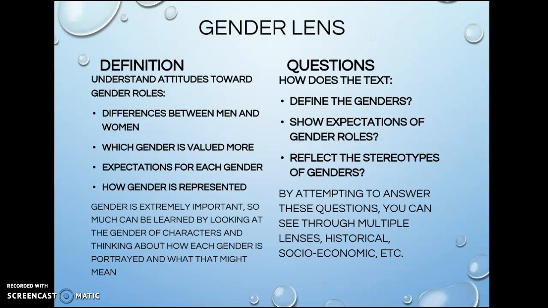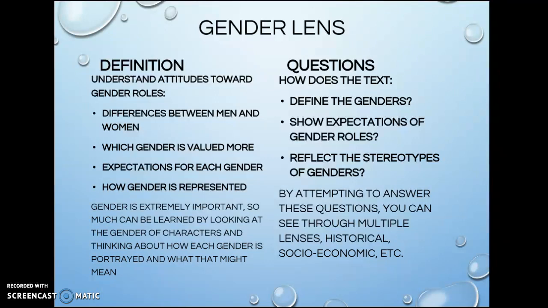Gender lens. Okay, gender, as I said, this is also often called the feminist lens. Gender, we know someone's sex, if we're using a more biological term. And again, the definition, understanding attitude toward gender roles. Difference between men and women and many of the other gender designations that we have. Which genders are valued more, expectations for all genders, and how gender is represented. Okay, it's extremely important because so much can be learned by looking at the gender of characters and thinking how these characters are portrayed. Questions you should ask if you're using this lens: how are the genders defined, the expectation of gender roles, and reflect the stereotypes of genders.